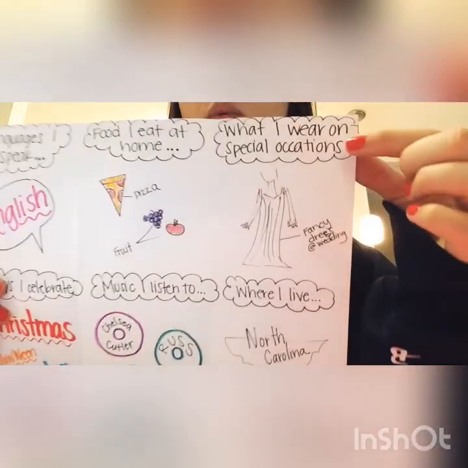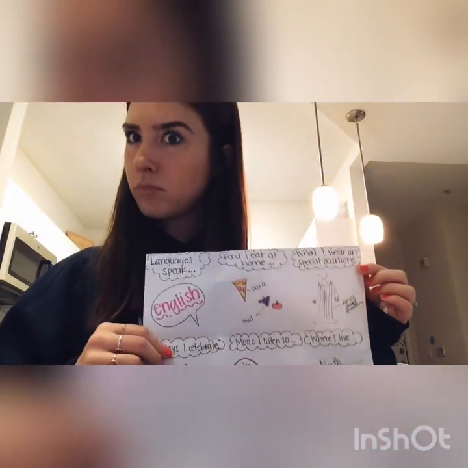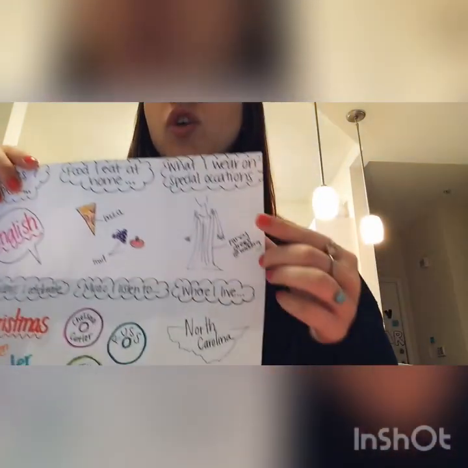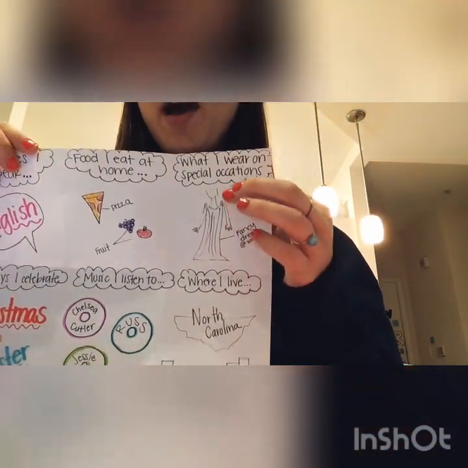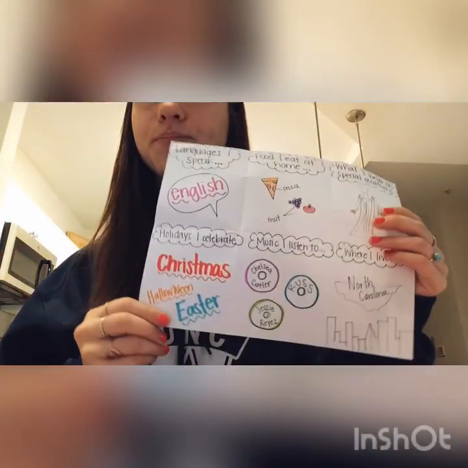Then you're going to tell me, what is something special that you wear on special occasions? This one's kind of tricky. So you're thinking about any times that you get dressed up. So sometimes I get dressed up for holidays, or if I'm going to a wedding, or maybe if I'm going to church, I'll get dressed up. So really, it can be anything you get dressed up for. And you are going to draw a picture of what you wear to special occasions. So I have a fancy dress on for when I went to my cousin's wedding.